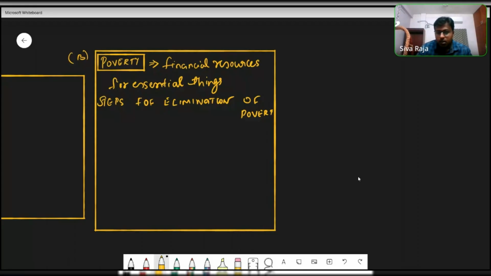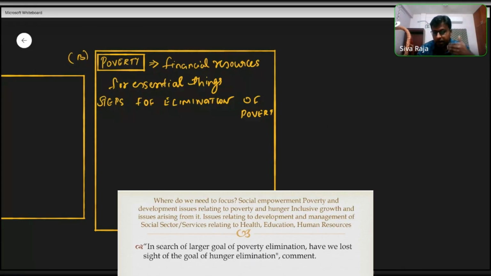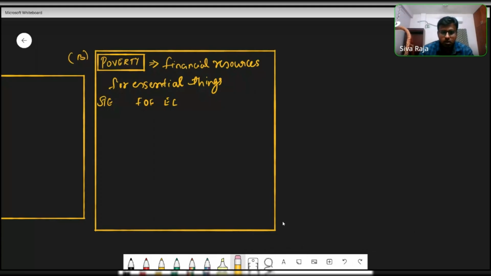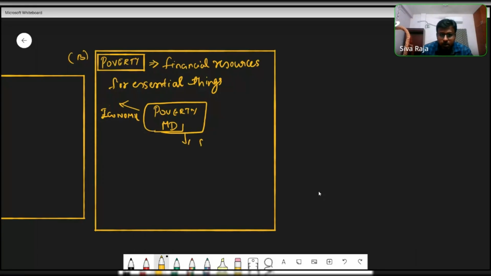What that means is that the question is saying, we have addressed poverty elimination, but have we lost sight of the hunger which is present in the society? So before talking about the steps, you can talk about poverty, because poverty is a multi-dimensional thing, right? The Multidimensional Poverty Index is the thing. So you can talk about, for example, economic poverty, social poverty, and here you can talk about hunger. What we are showing by this is that there are multiple facets to poverty, and each facet is here.